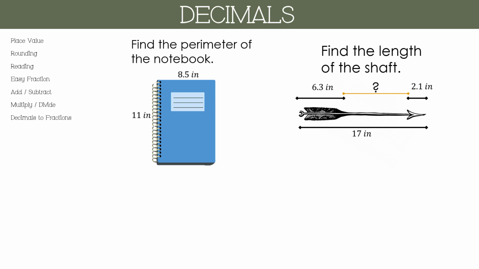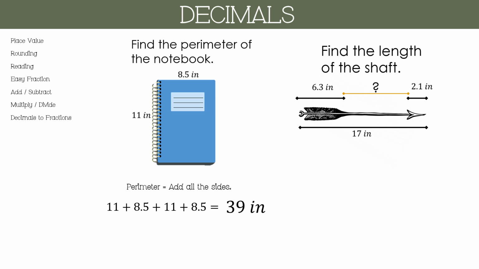For the first one, we want to find the perimeter of the notebook. Perimeter is when we add all the sides together. So in this case, we're going to take 11 inches plus 8.5 inches plus 11 inches plus 8.5 inches. Put it on your calculator, and what'd you get? Yep, 39 inches.